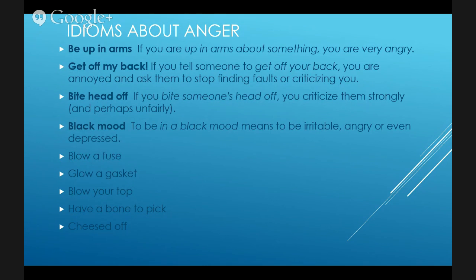Could you read the definition I have? To be in a black mood means to be irritable, angry, or even depressed. Yeah, like Monday mornings for many people. So yes, internal state, not very good.